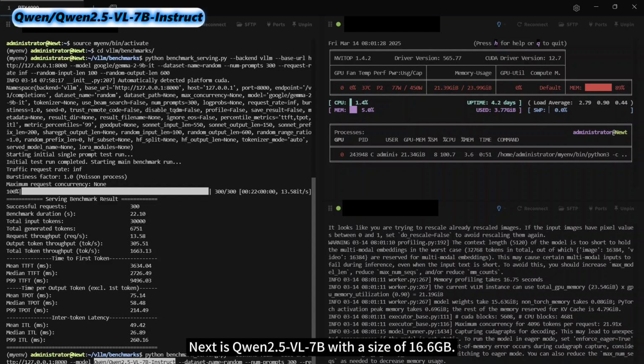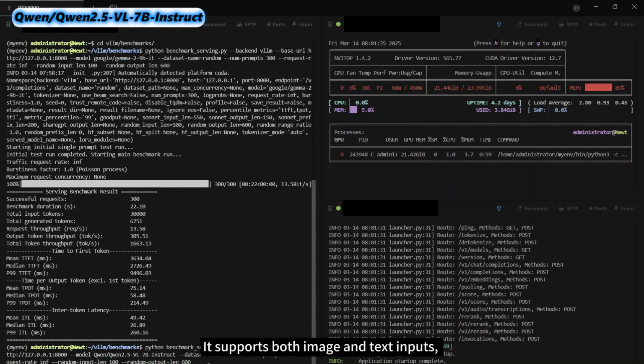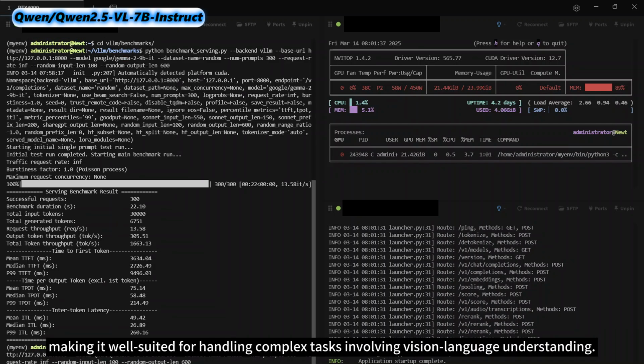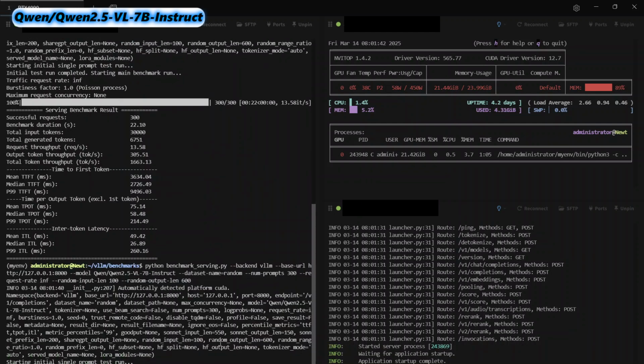Next is Qwen 2.5 VL 7 billion with a size of 16.6 GB. It supports both image and text inputs, making it well suited for handling complex tasks involving vision language understanding.